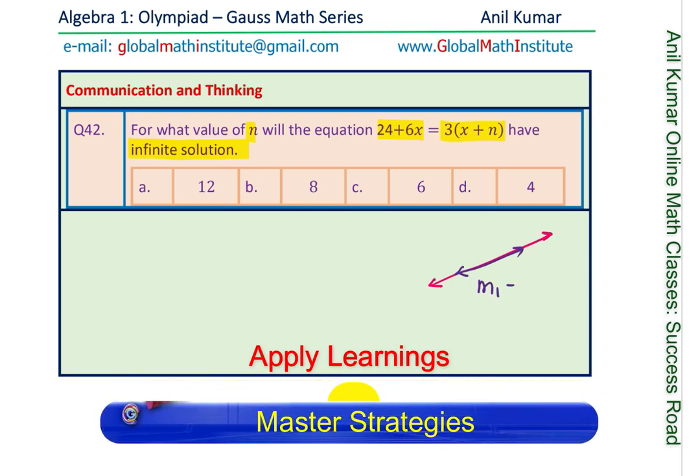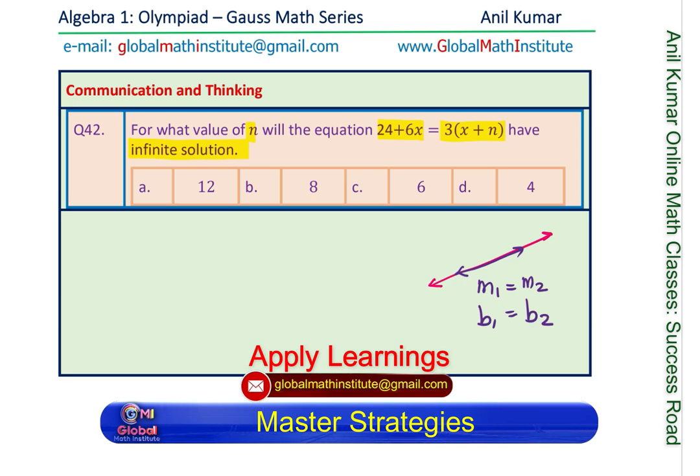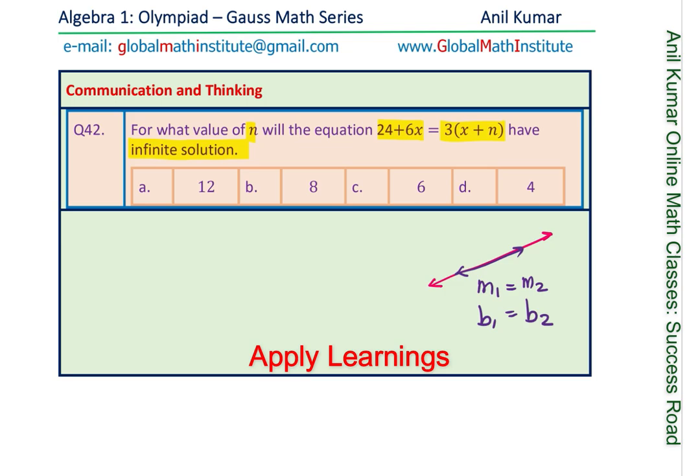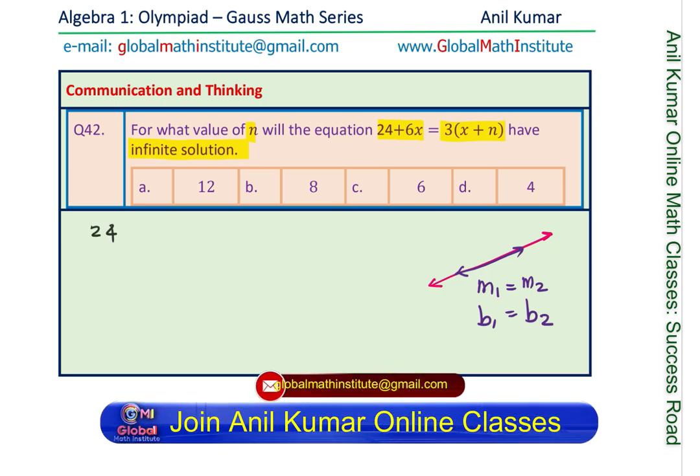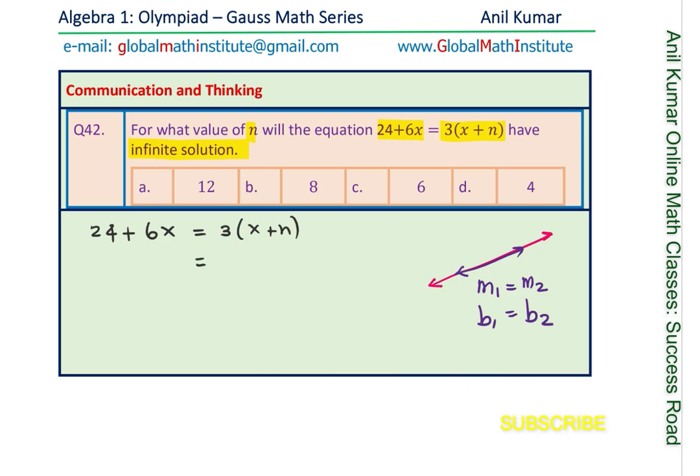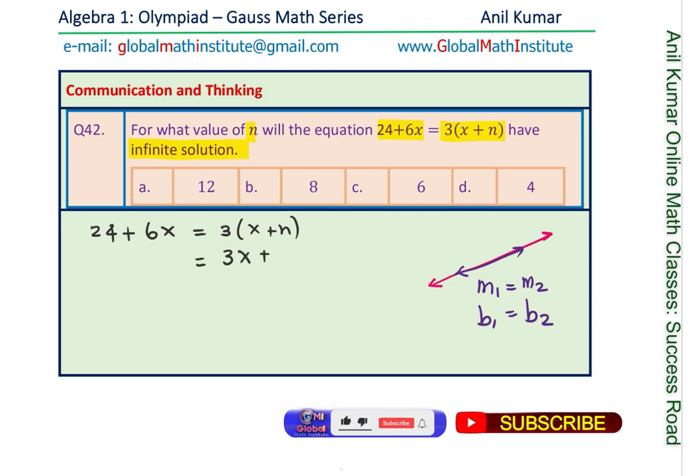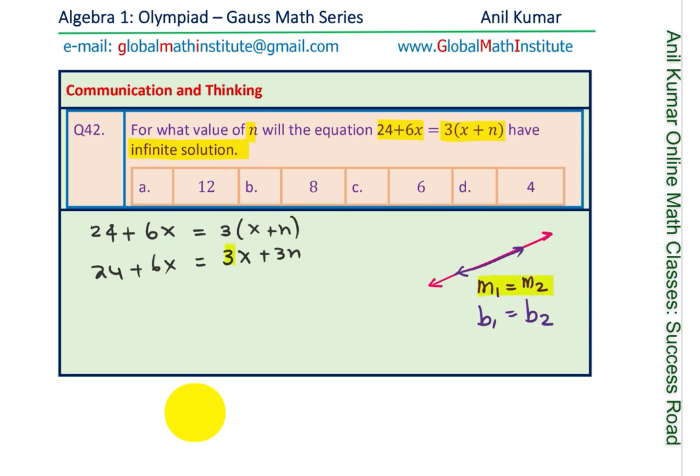So in that case, m1 should be equal to m2. They are definitely parallel. But the y-intercept should also be equal. Then only they are exactly the same lines, right? So keeping that in mind, let's write down the equations and work on it. So we have 24 plus 6x as one of our lines. Treat them as one line and the other line. Then it will be easy for you to understand the concept. So right hand side, apply the distributive property, expand. So we have 3x plus 3n this time here. And here we have 24 plus 6x. Now we want the same slope, correct? We want that m1 should be equal to m2. So these are the slopes, right?